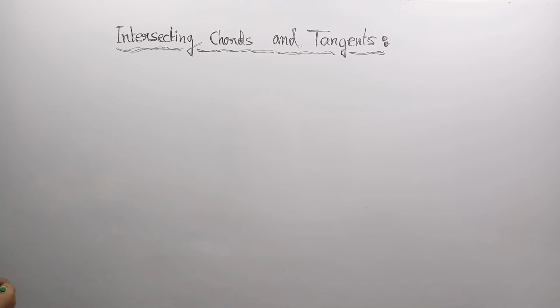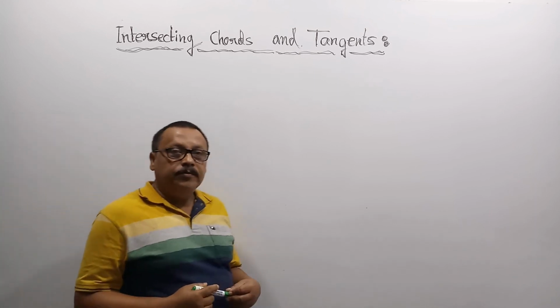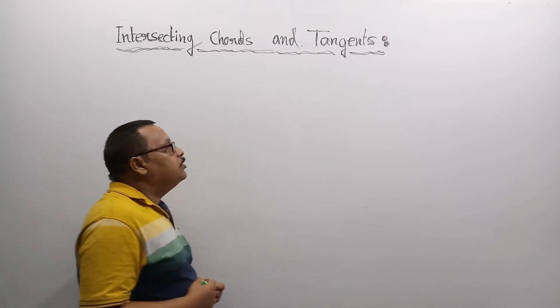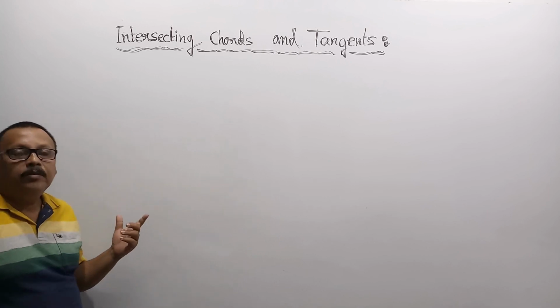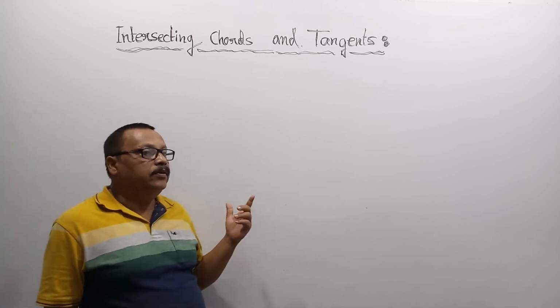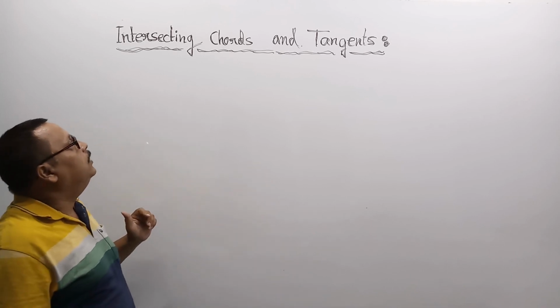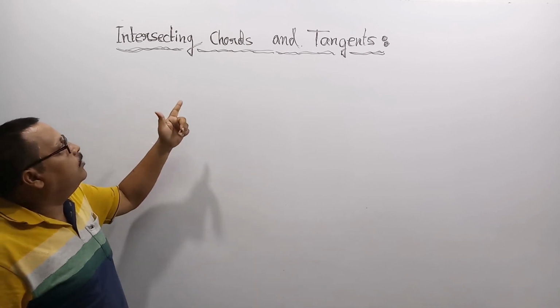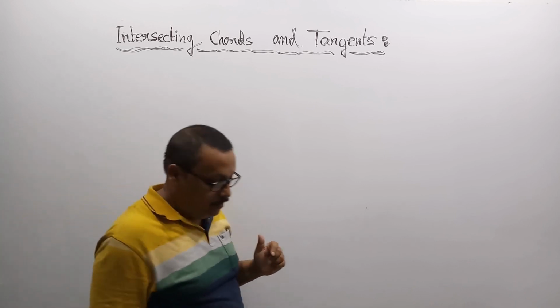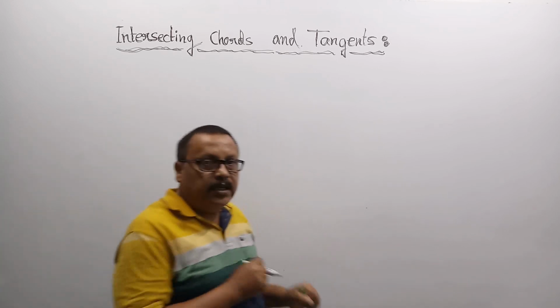Good evening, students. Today we are going to start the second part of the chapter Tangent Properties of Circles. It is the second part of the chapter. What is that? Intersecting chords and tangents. Right? Let us start.